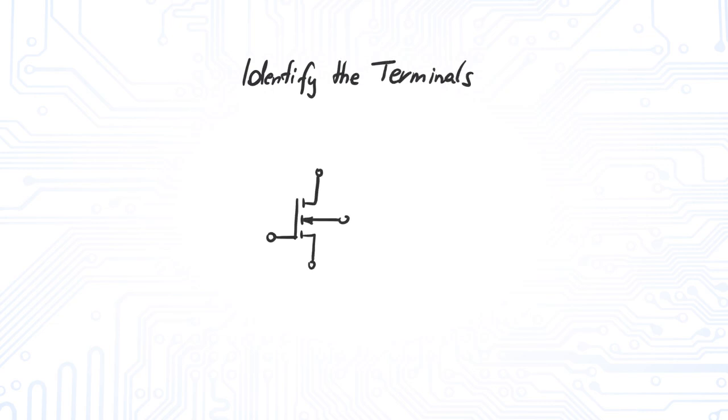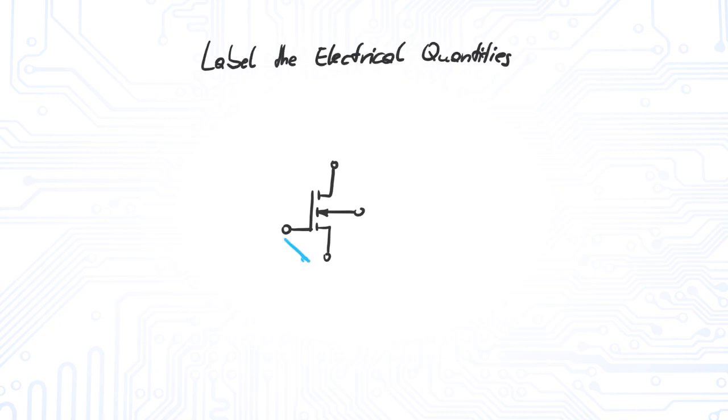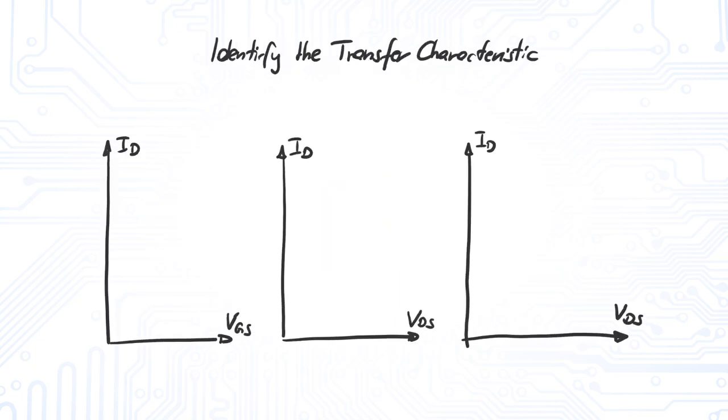As a short recap, please identify the different terminals of a MOSFET. Next, please label the different electrical quantities. And finally, please identify the transfer characteristic.